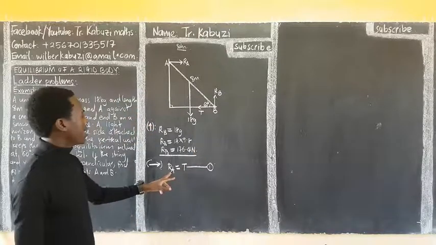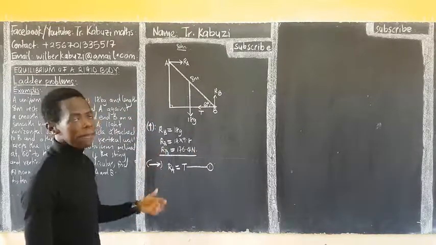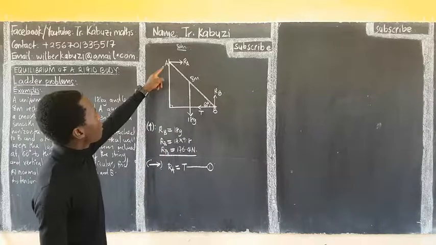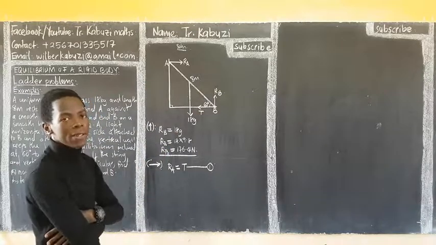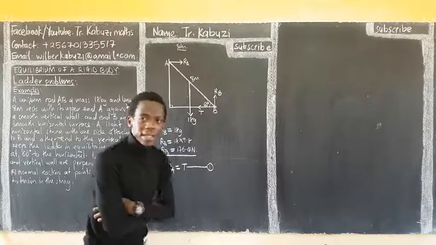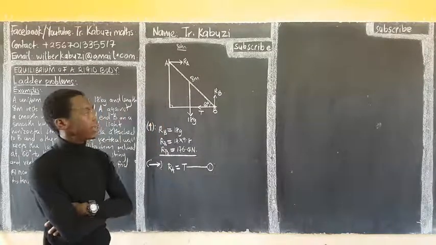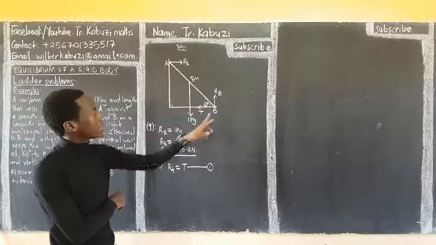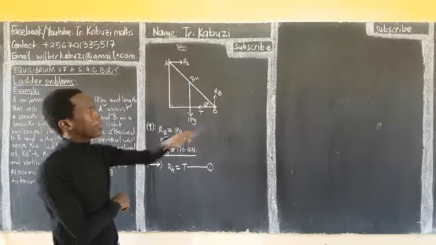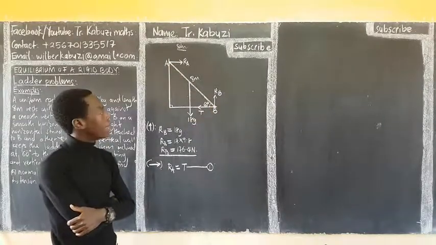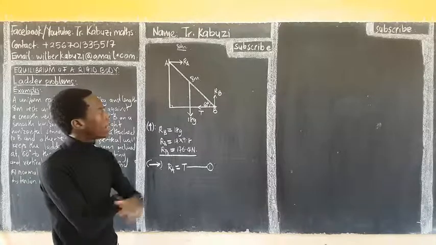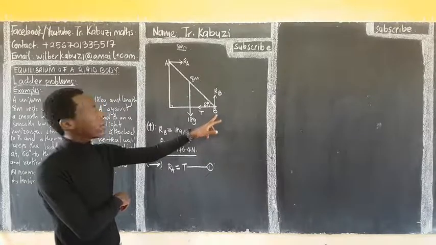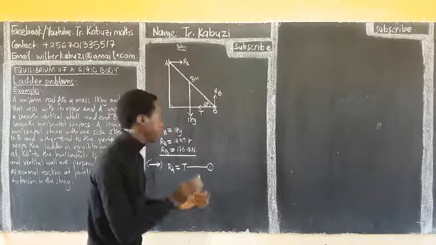Now, I need to get the values. The only option left is to take moments. We have A, we have B. The question is, where do we take moments? Because where we take moments, it simplifies the question. To know where you're going to take moments, look at A, look at B. Where do we have many forces? We have many forces at B. So now we take moments at B, as simple as that.